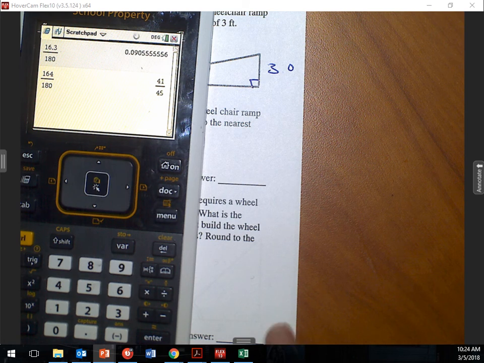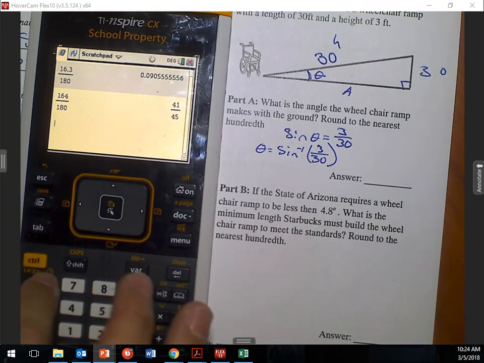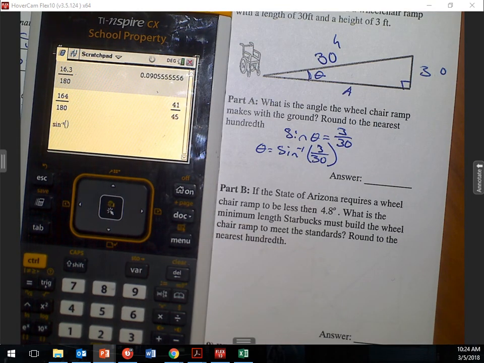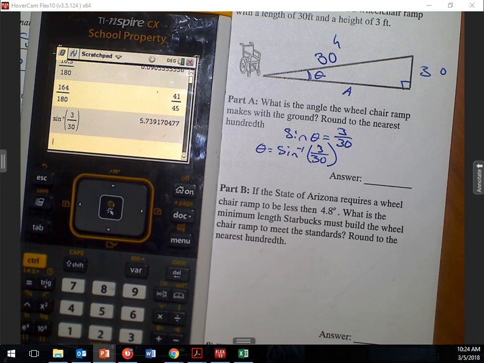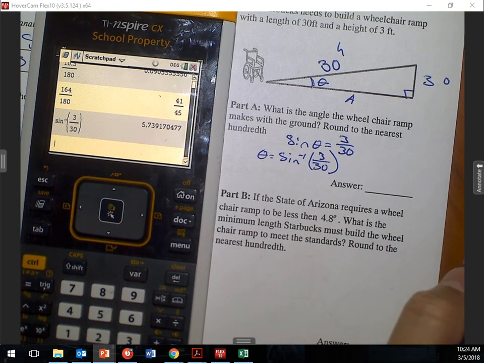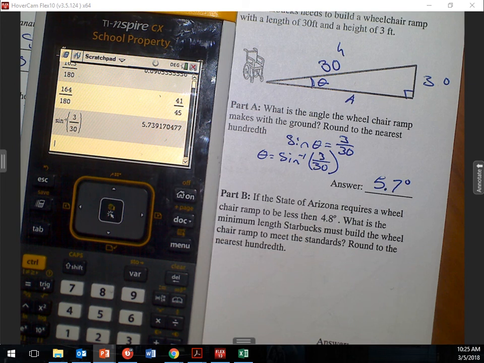Okay, now are you ready to do it? Okay, let's see. So inverse sine. So trig. Inverse sine of 3 over 30. So my angle is going to be what? How many degrees? Not 57. So it's going to be 5.7 degrees.